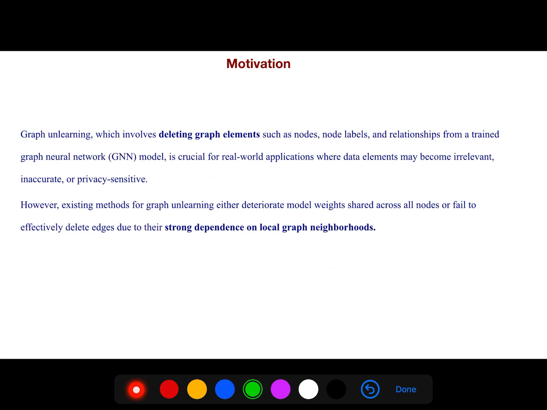Graph unlearning, which involves deleting graph elements such as nodes, node labels, and relationships from a trained graph neural network model, is crucial for real-world applications where data elements may become irrelevant, inaccurate, or privacy sensitive. However, existing methods for graph unlearning either deteriorate model weights shared across all nodes or fail to effectively delete edges due to their strong dependence on local graph neighborhoods.